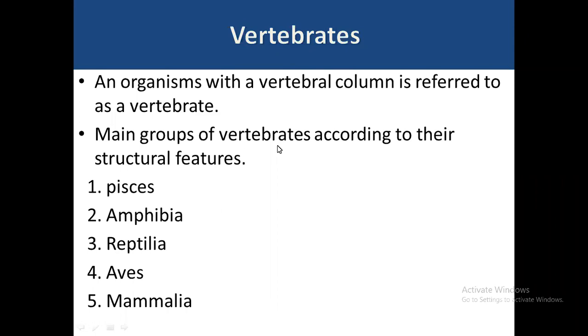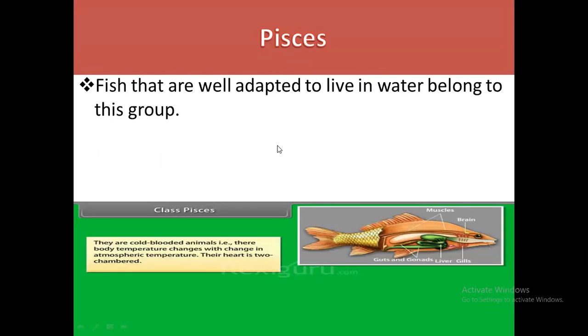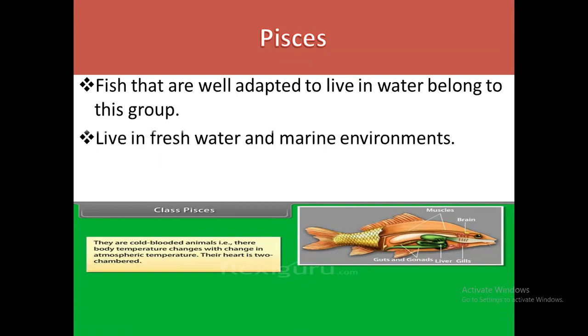What are called Amphibia? What are called Pisces? Pisces means fish that are well adapted to live in water. They are already well adapted to live in water. This group is called the fishes. This is the short form if we say that fish belong to this group. They live in fresh water and marine water. For fresh water we say Meridia, and for marine, Karadiya.